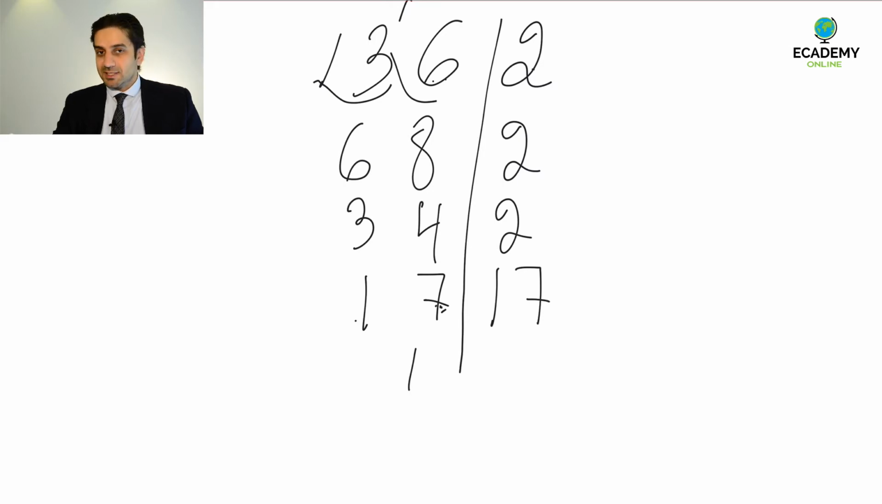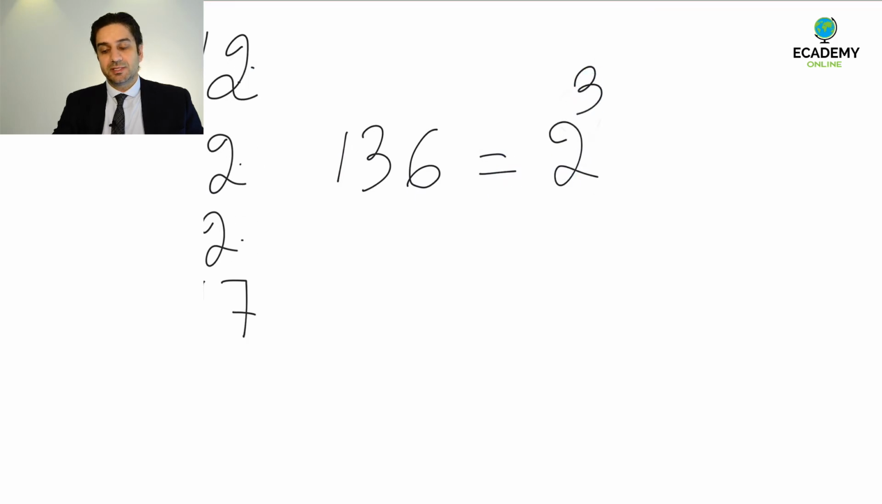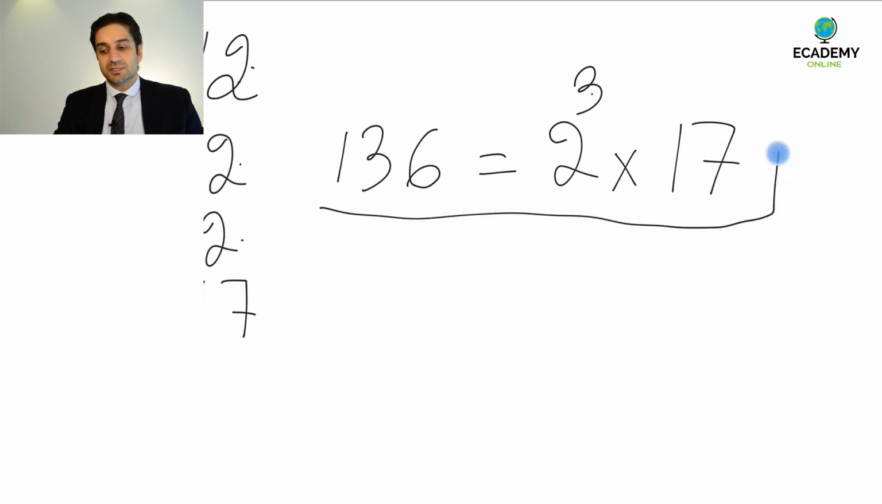I can rewrite this in the form of indices. Basically, 136 is equal to 2, and there's 1, 2, 3 twos, so 2 to the power 3, because 2 to the power 3 is 2 times 2 times 2, times 17. This is the prime factor decomposition of 136.